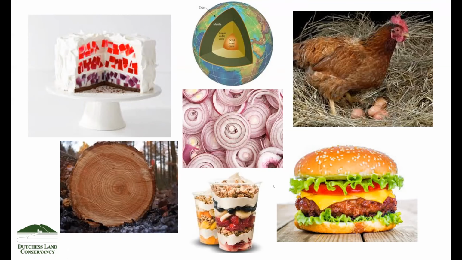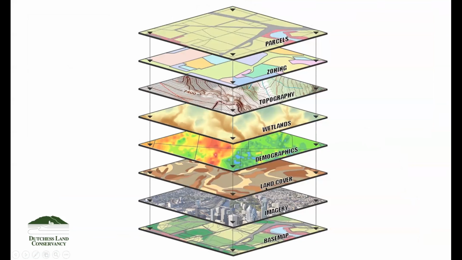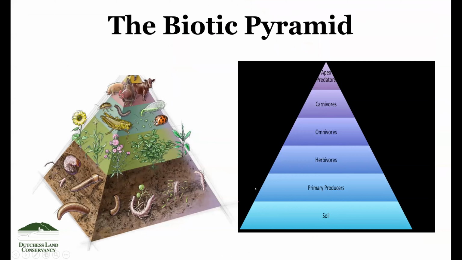And if you think about the mapping that we've looked at today, there are layers that we're using in our GIS mapping. And so you can put those layers on top of each other and see how they relate to each other, the soil types, the wetlands. But I want to remind you that the land itself has layers, and we often think about the biotic pyramid.